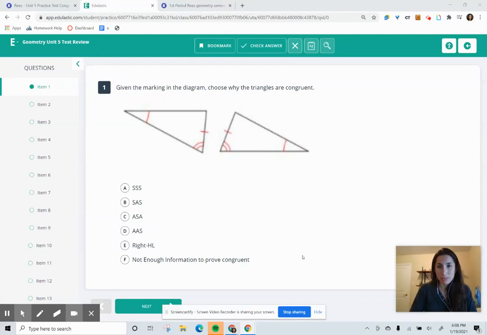Hi, it's Miss Reese, and I'm going over the Unit 5 test review. I am going to be going back and forth between Edulastic and the PDF version, which, if you want to, you can print out as well, that you can reference. It just makes it easier for me to actually mark up the diagram.